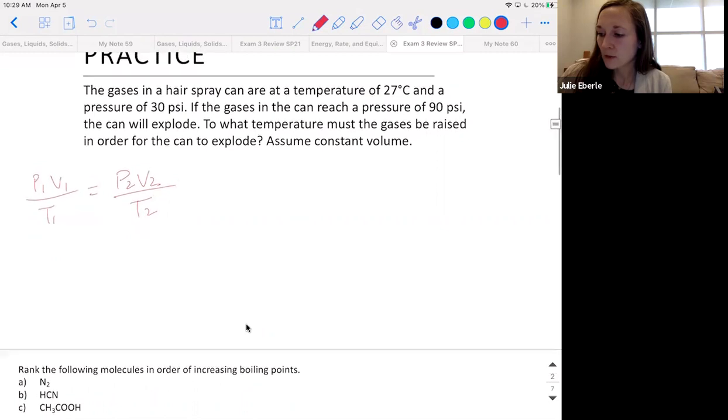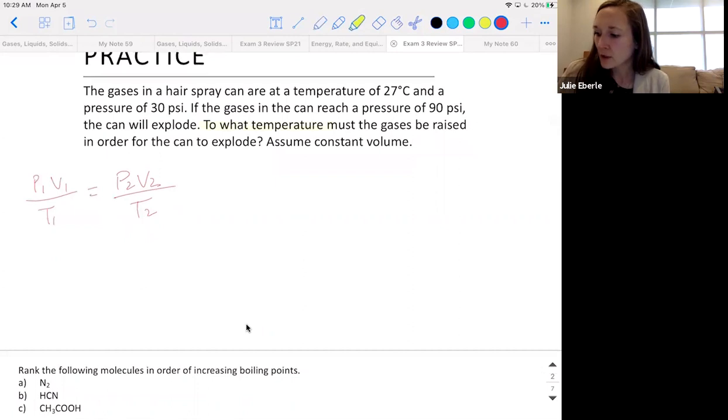What are some things we need to do? First of all, what are we solving for? I'm going to highlight that. It says, to what temperature must the gas be raised in order for the can to explode? So we're given an initial temperature. That's up here. I like to go through and annotate my problem. This is the first temperature, so I call it T1. So what we're solving for is T2. We don't know T2.